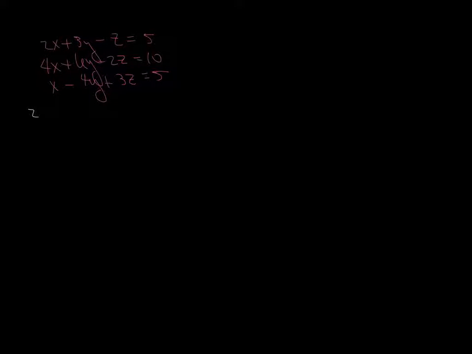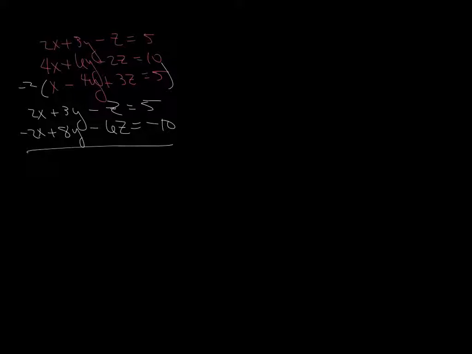So 2x plus 3y minus z equals 5. We're going to multiply this by negative 2. So that becomes negative 2x plus 8y minus 6z equals negative 10. Okay, add those together, those go away, that becomes 11y minus 7z equals negative 5. Okay, so there I've got two variables in one equation.